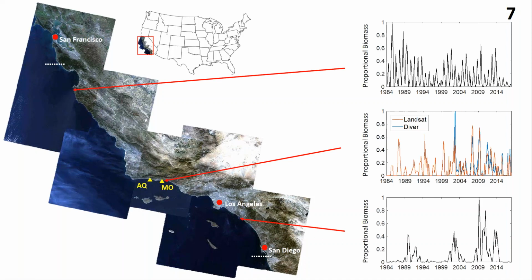Here is a time series of kelp biomass at 3 sites as estimated by Landsat. The top time series shows the extreme seasonality of kelp canopy that is typical of the Monterey Peninsula and Central Coast, while the bottom time series shows the interannual patterns that are typical in areas around Orange County and San Diego. The middle time series shows one of our validation sites, the MO or Mohawk site. The blue represents the LTER diver surveys, and the red represents our time series. Next slide.